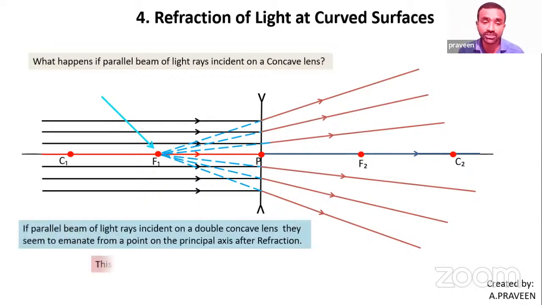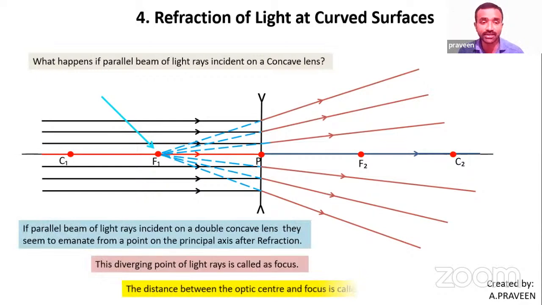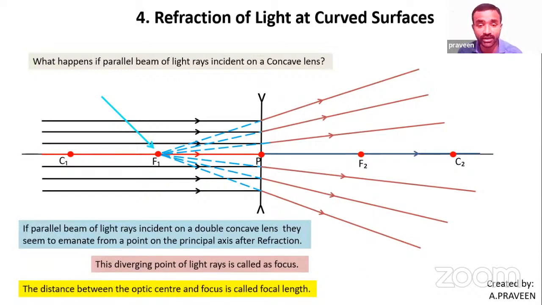The definitions are also given on the screen. If a parallel beam of light rays is incident on a double concave lens, they seem to emanate from a point on the principal axis after refraction. That diverging point is called the focus. Then the distance between the optic center and the focus is called the focal length, denoted by small f.